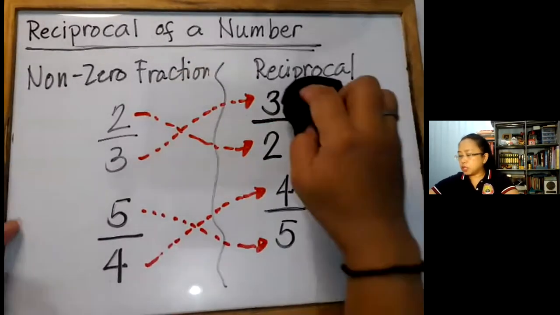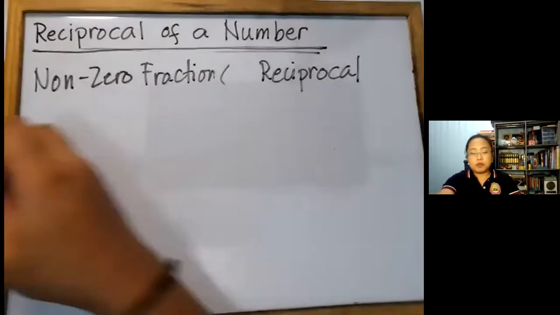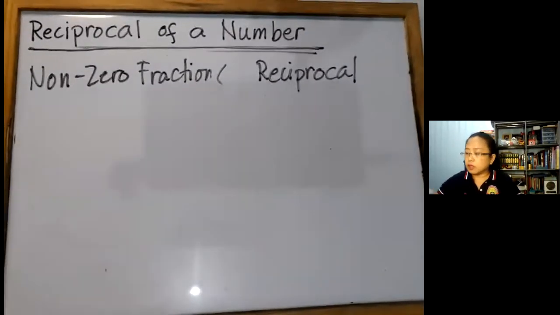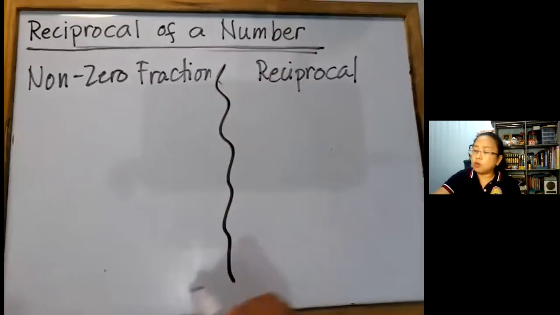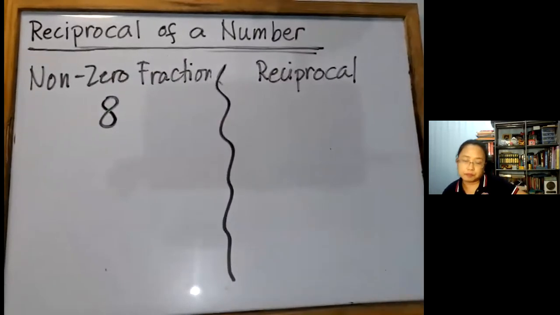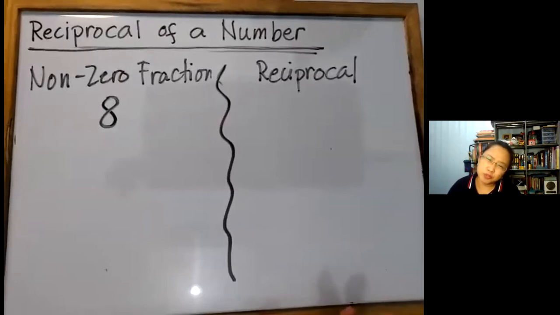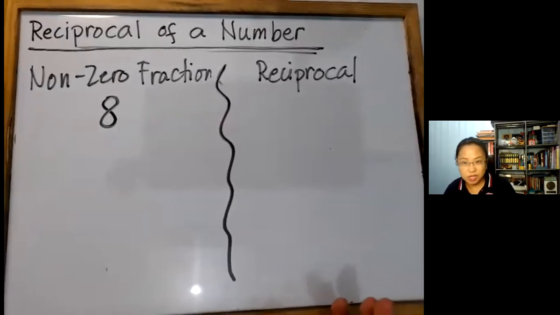Okay? So, what are we going to do? If we are given a whole number. So, let's have a whole number 8. Isip. Whole number 8. Ano ang magiging tanong ninyo dyan? Ma'am, wala po siyang denominator. O kaya ma'am, paano po yun? Ano yung 8? Numerator ba siya o denominator?